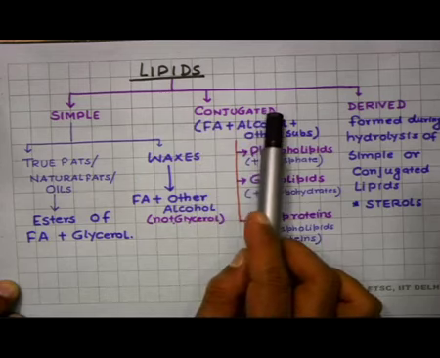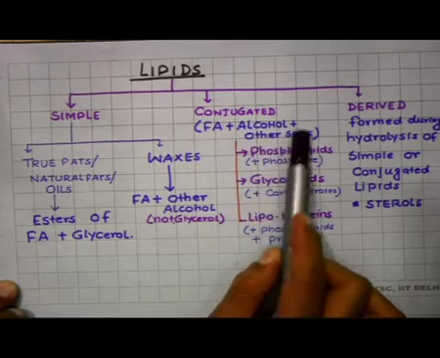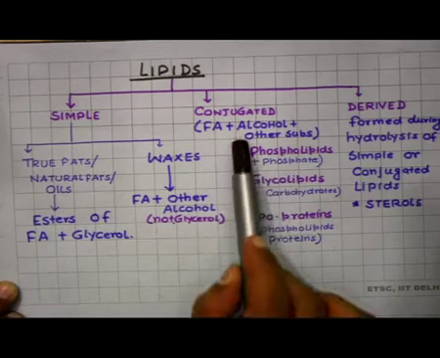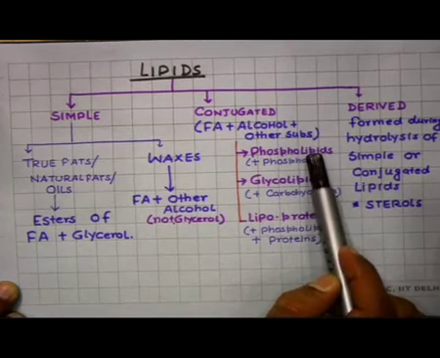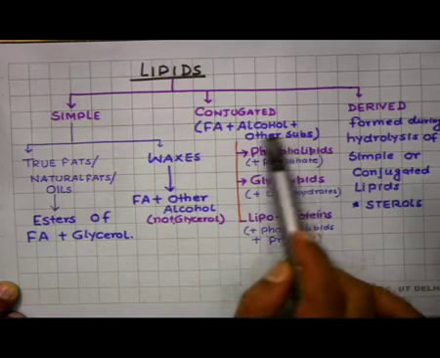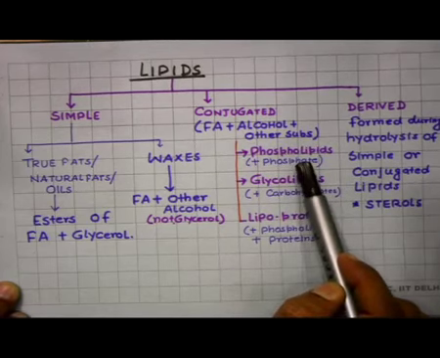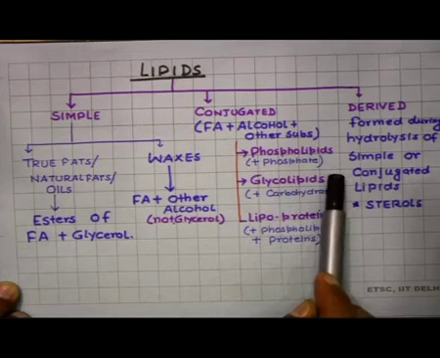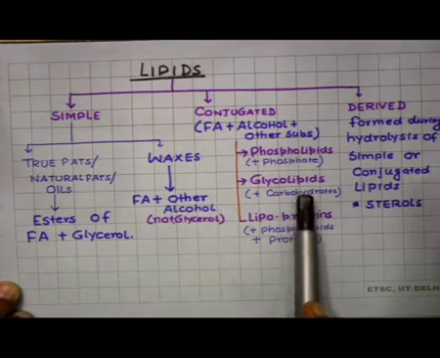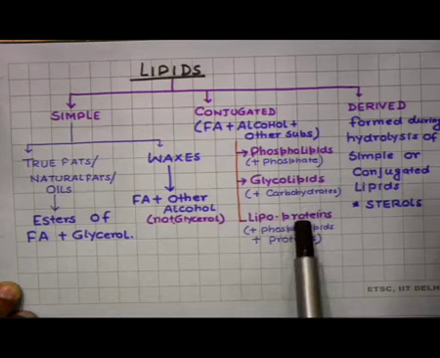Now, the second one, conjugated lipids. These conjugated lipids are made by fatty acid, alcohol and another substance. They are divided into 3 broad categories. The first is phospholipid, where the other substance is a phosphate group along with the fatty acid and alcohol. Next are glycolipids, formed by fatty acid, alcohol and carbohydrate. And the third one is lipoprotein, made by fatty acid, alcohol, phospholipids and proteins.